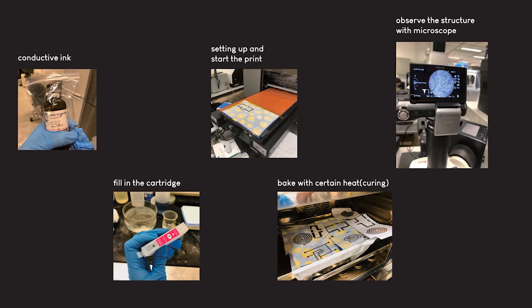Then we need to fill the ink into the cartridge. Initialize the machine and put the cartridge into the cartridge container, then clean and set up. Then we send the command of printing. After printing, we need to bake the material, also called curing, for about half an hour. Then we can observe the structure with a microscope and measure the conductivity using a multimeter.